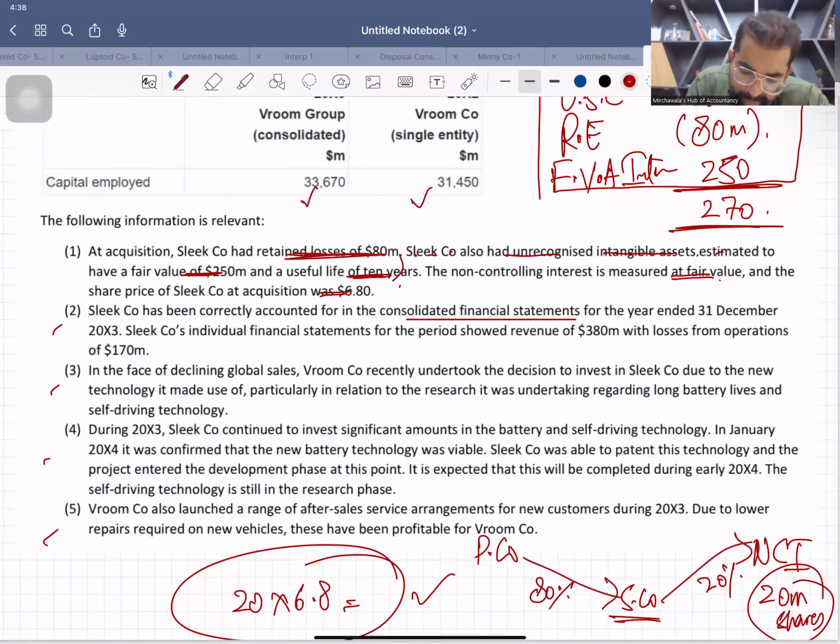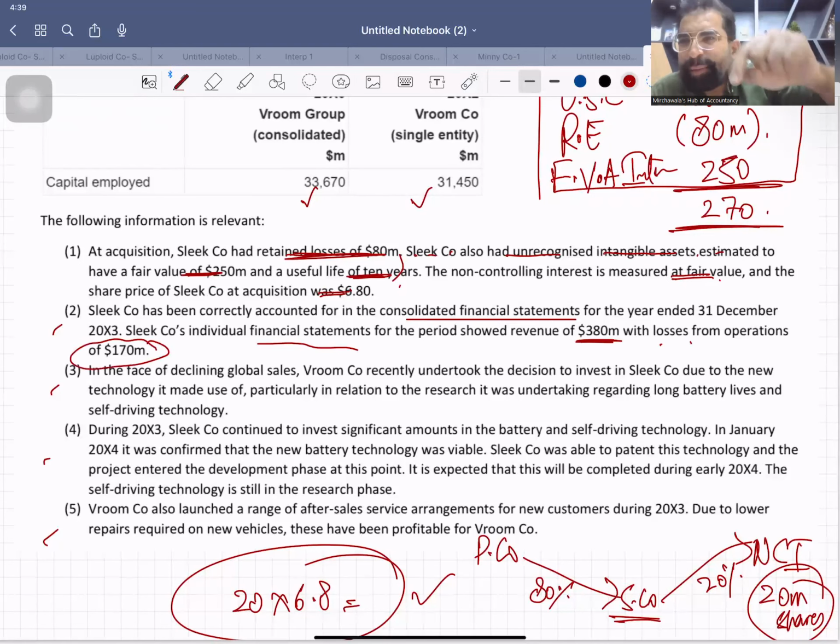For the year ended 31st December X3, Sleek company's individual financial statement for the period showed revenue, very good, 380, with losses from operations 170. That means the real problem is in S company. S company is in loss. That's why when the parent company was combined with S company, the overall results of the group went down. So see, S company is the culprit. One more thing. Listen. S company's individual income statement revenue is 380.